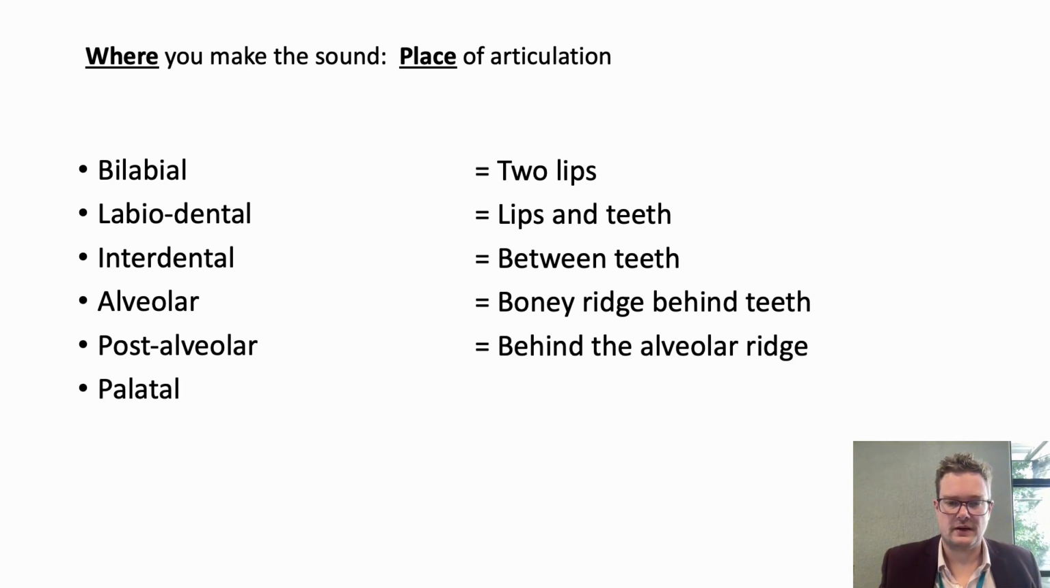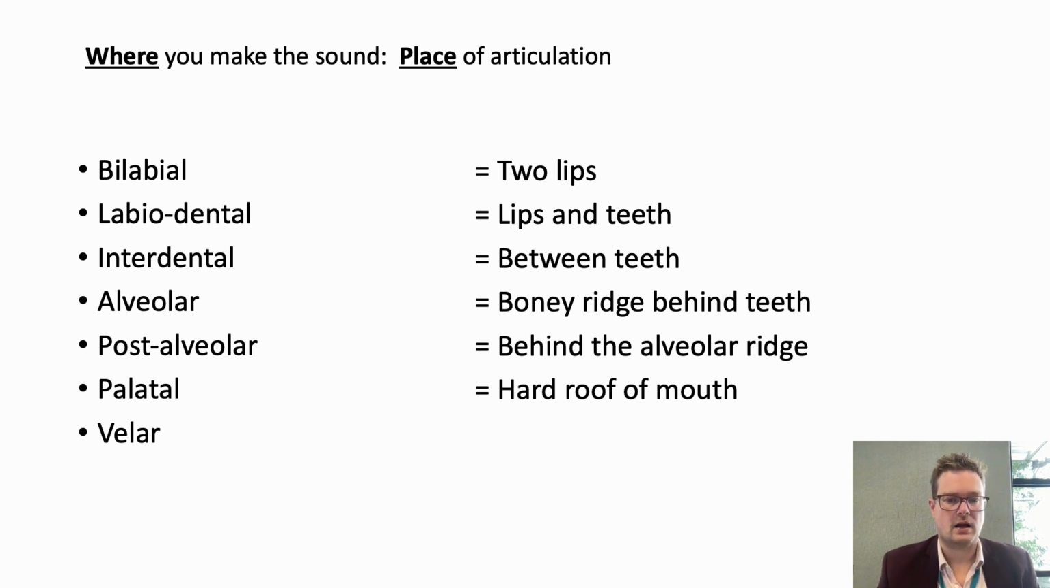Palatal is on the hard palate at the roof of your mouth. We don't have too many of these in English, but you have something like yeah. We do make some sounds there that might not always be a phoneme. And then you've got velar, which is the soft palate at the back of your mouth, and that's where you make sounds like k and g and stuff. So when you say k, feel how the back of your tongue went up and hit the back of the roof of your mouth there, up towards the soft palate.